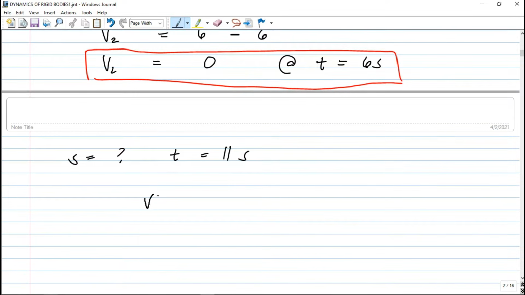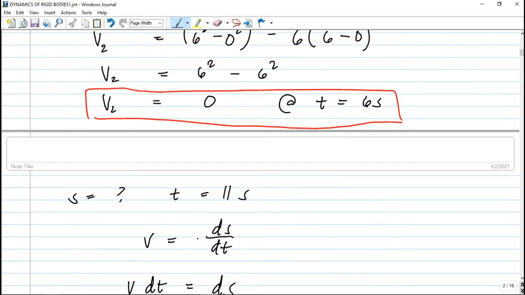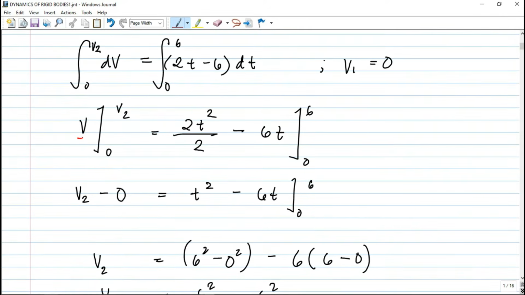Our velocity is just equal to the derivative of distance with respect to time. So we have here v dt equals the derivative of distance. So in our problem, v can also be expressed in terms of t. The equation of velocity in terms of time is v equals t squared, so the 2 cancels, minus 60. So this is the expression relating velocity and time.